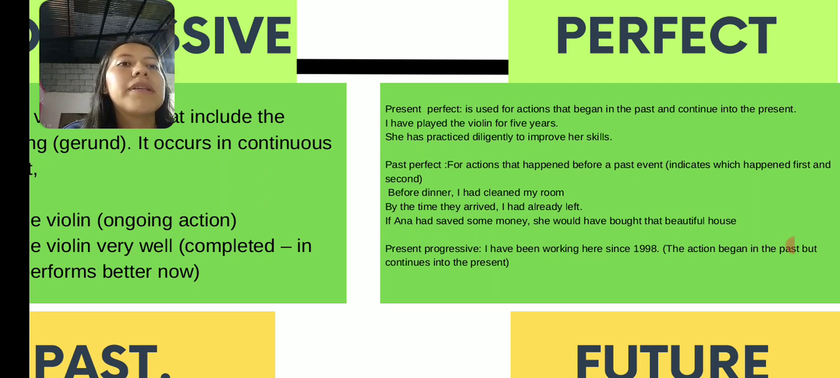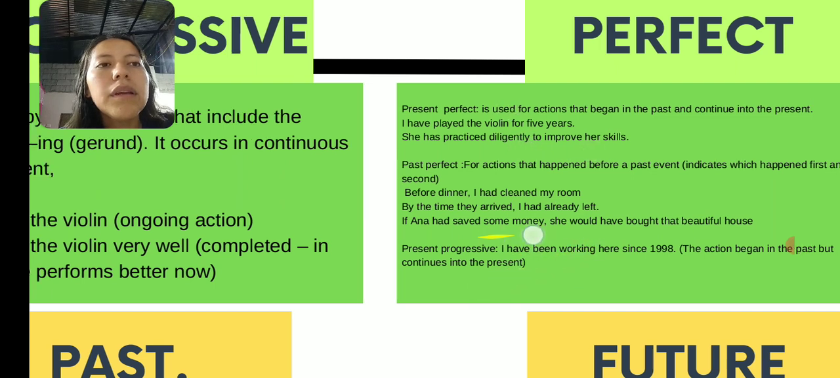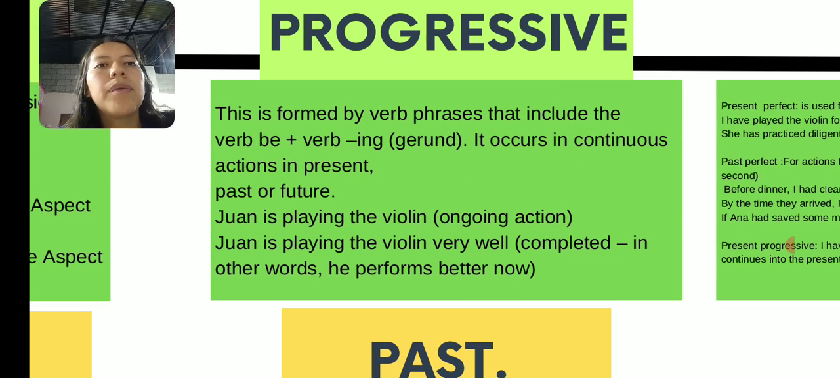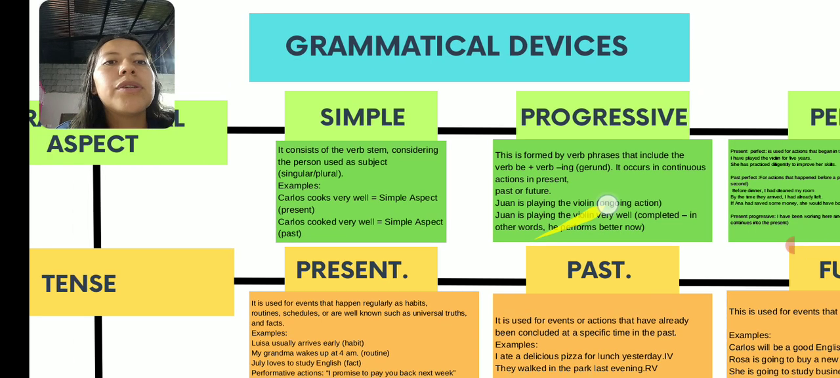There is also the present perfect progressive. It is the action that began in the past but continues in the present. For example, I have been working since 1998. Okay, I continue with the presentation.